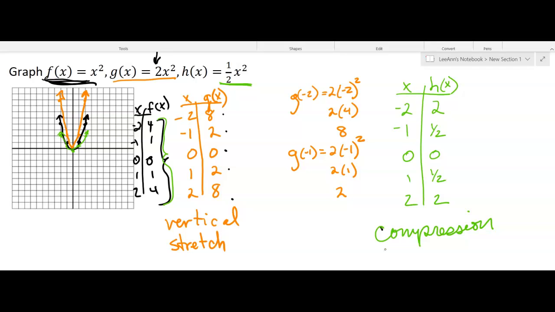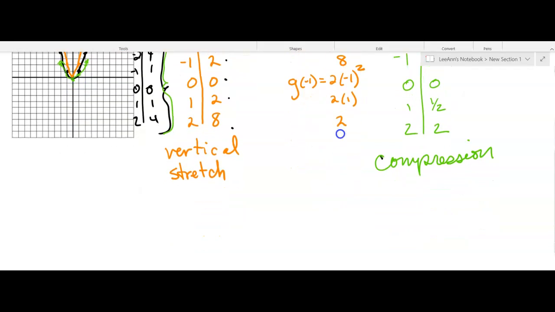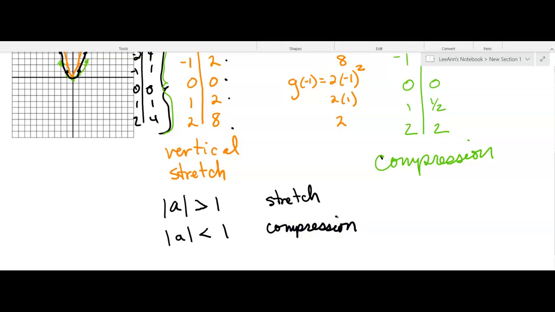Now, how do you know if it's going to be a stretch or a compression? Well, here's the rule. If the absolute value of A is greater than 1, then it's going to be a stretch. But if the absolute value of A is less than 1, so something like 1/2 or 1/3 or 4/5, then it's going to be a compression. Okay? If A equals 1, then you don't have a stretch or a compression. You're back to the regular shape for the parabola.